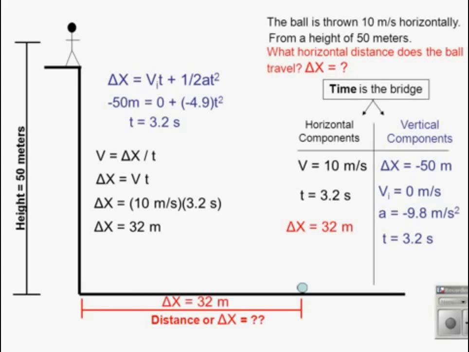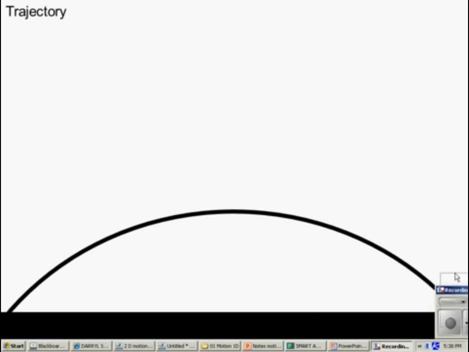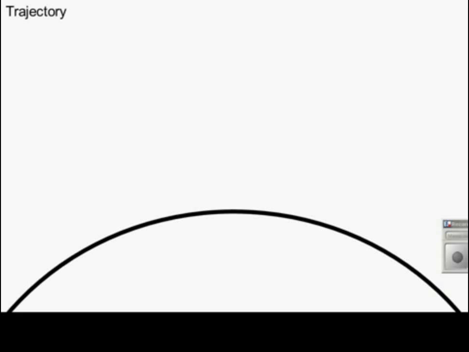Okay, you can pause that and kind of digest that if you need. I'm going to go now to a trajectory from the ground to the ground. So this object has been launched from the ground and it lands on the ground. So how are we going to solve that? Well, we're going to do the same thing that we did. We need a horizontal side and a vertical side. And we can deal with this apex.